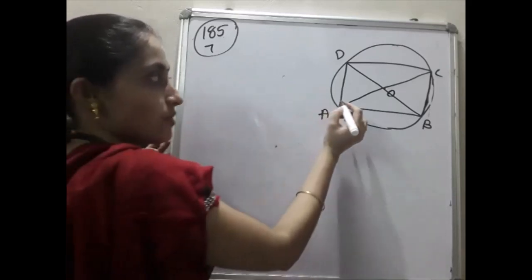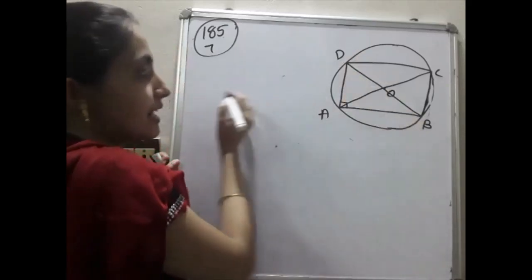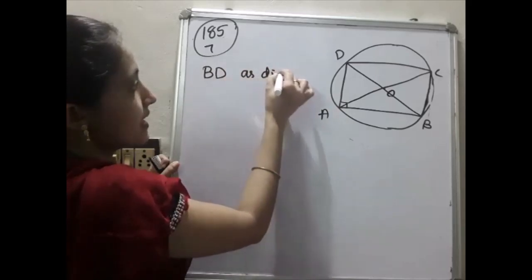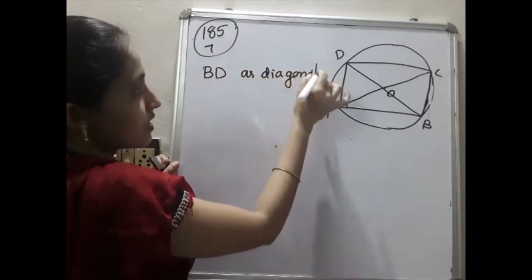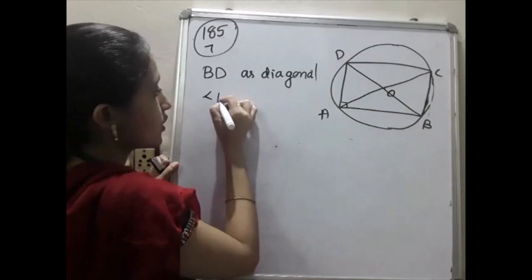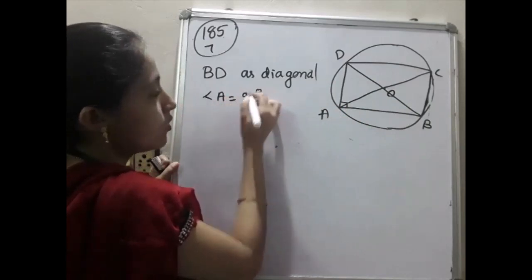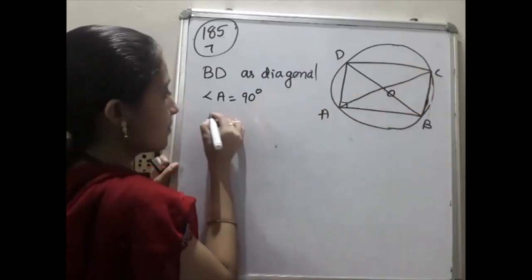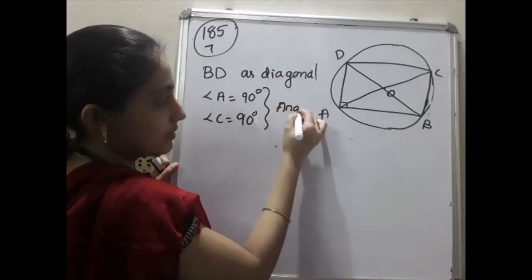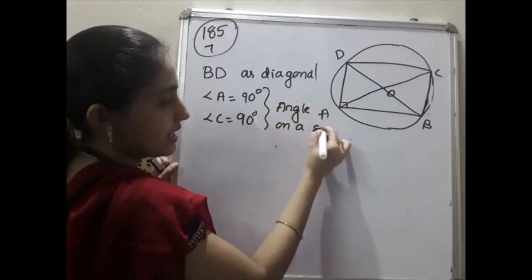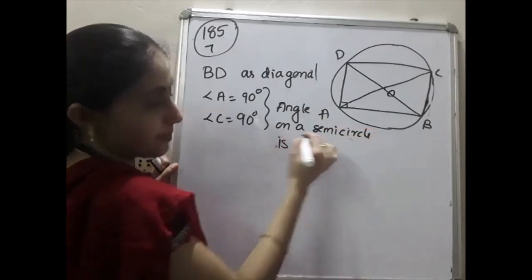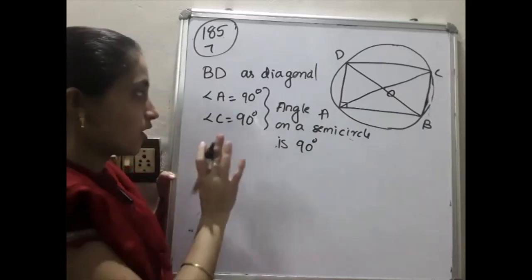That means, can you say what will be this angle? While considering BD as diagonal, this will be our diagonal. So angle A will be equal to what? 90 degree. How? Angle in a semicircle. Similarly, angle C will be equal to what? 90 degree. Both the reason: angle in a semicircle is 90 degree, a right angle. Hope you clear this one.